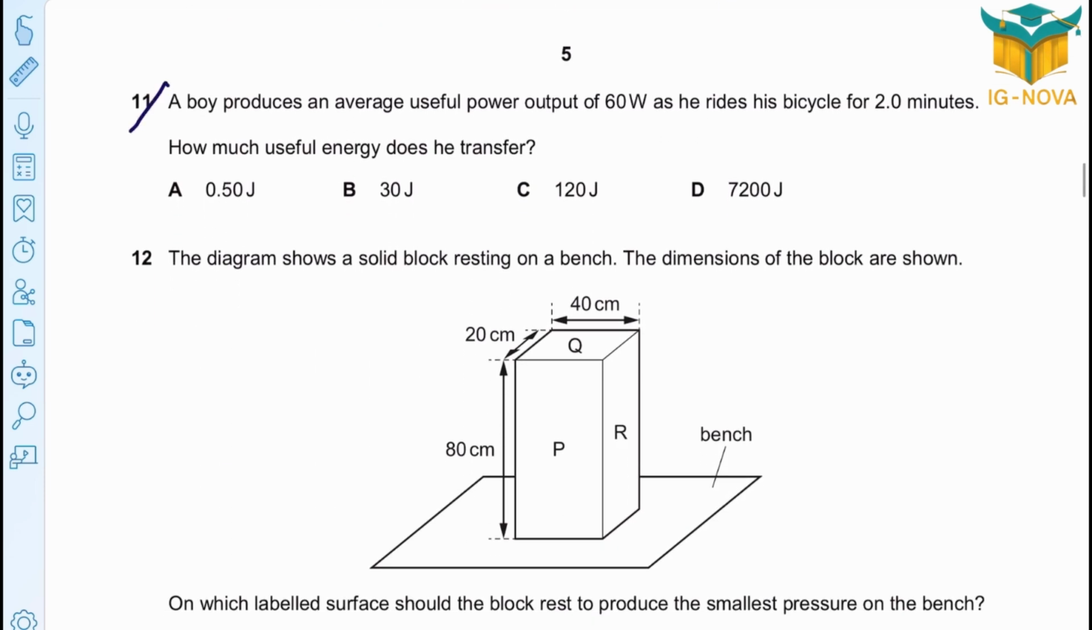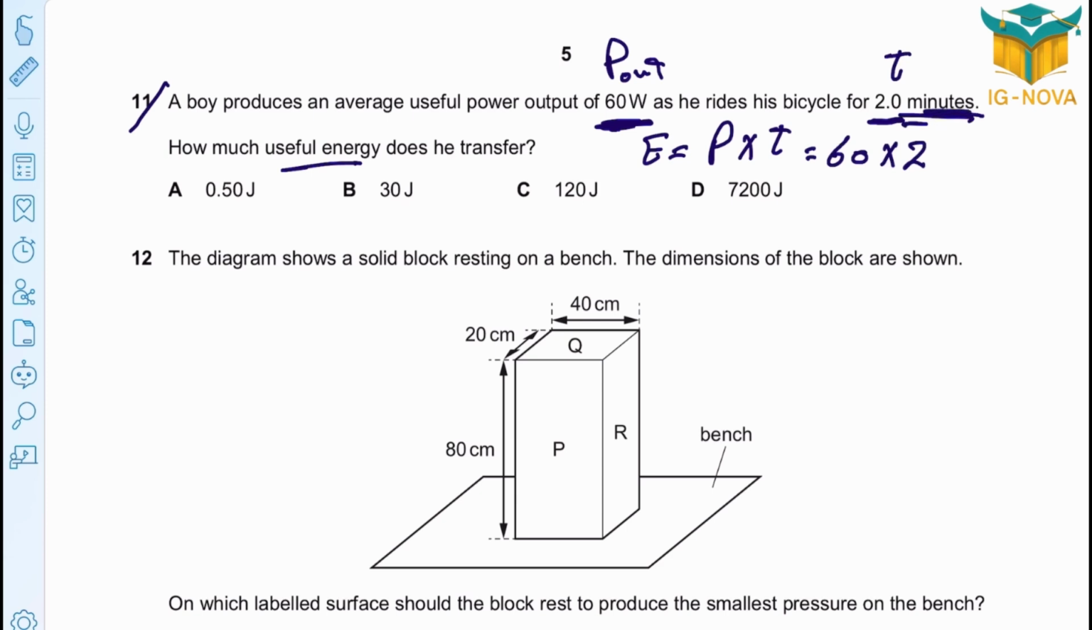Question 11. A boy produces an average useful power output of 60 watts. Useful output power. He rides his bicycle for 2 minutes. So this is the time taken. How much useful energy? We need to find the energy, and if you remember, E equals P times T. So it's 60 watts times T. It's 2 minutes. Don't forget this minute must be converted into seconds. So it's 2 times 60.